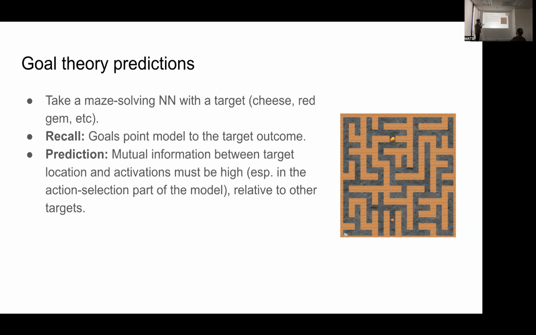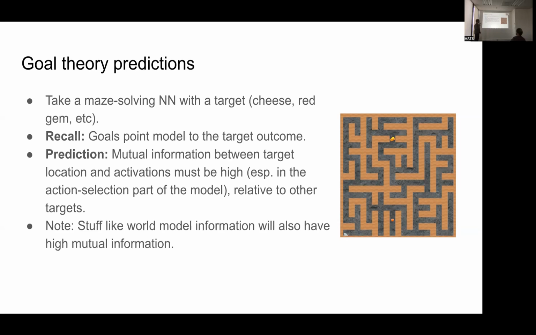Goals point the model toward the target outcome. And the prediction we're going to make is that mutual information between target location and activations in the neural network must be high relative to other targets, and especially in the action selection part of the network. We'll maybe get into that in the next slide.